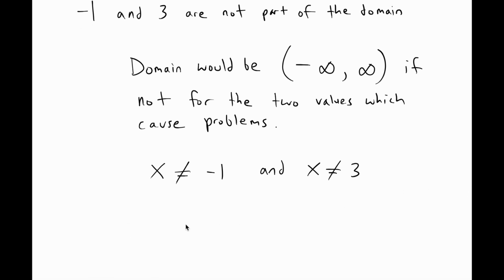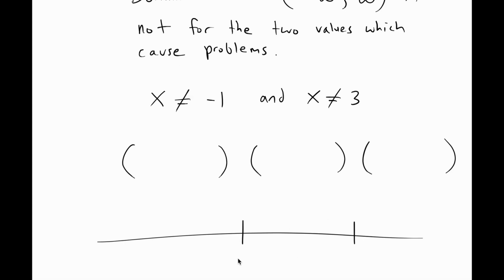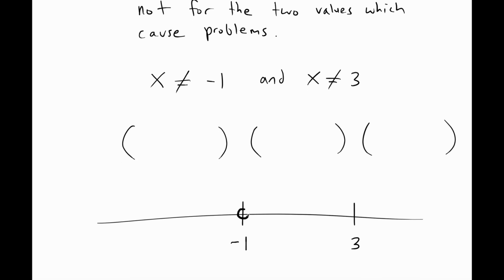One way to write that is with interval notation. The problems are occurring here and here. So a drawing of the domain would show that there's an open dot at -1 and 3, and every other number is part of the domain, so it should be shaded in. That's a drawing of the domain. I'll now put it into interval notation with these parentheses.